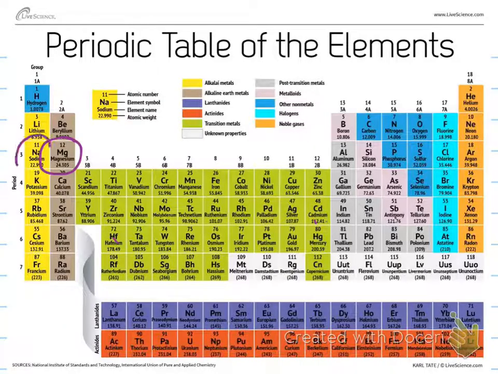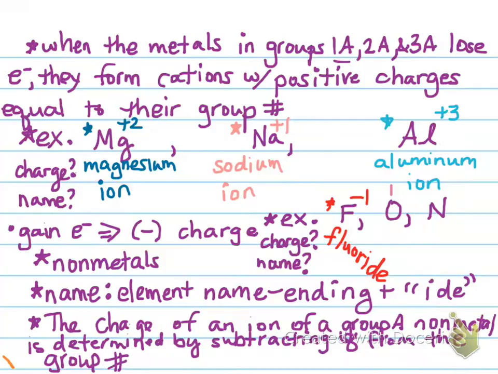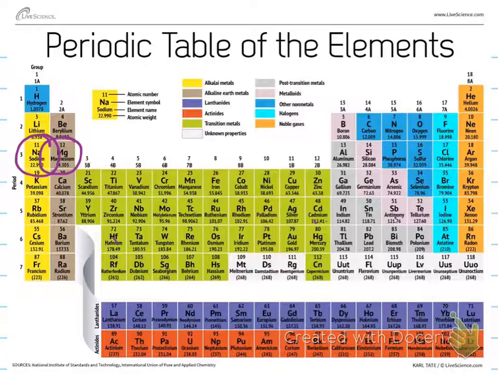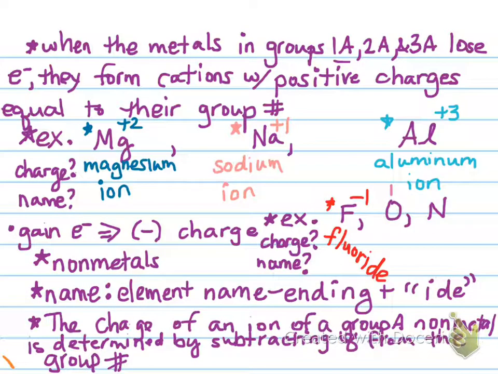For sodium, it's in group 1A. It has 1 valence electron. It's easier to lose 1 than to gain 7. So it has a charge of +1 and is called sodium ion. And for aluminum, it has 3 valence electrons. So it's easier to lose 3 than it is to gain 5. It has a charge of +3 and is called aluminum ion. So those were the cations.